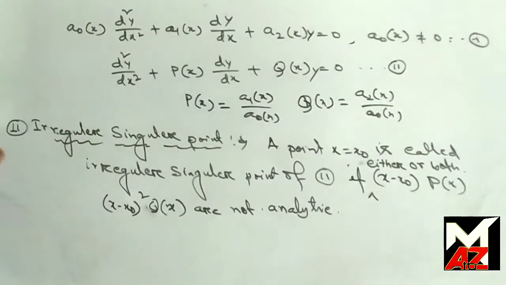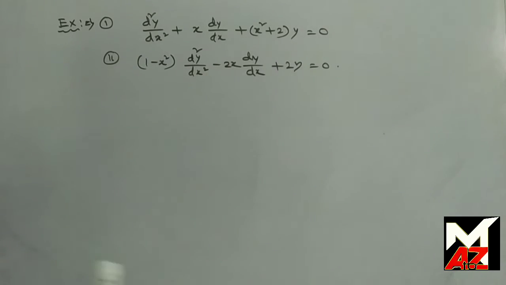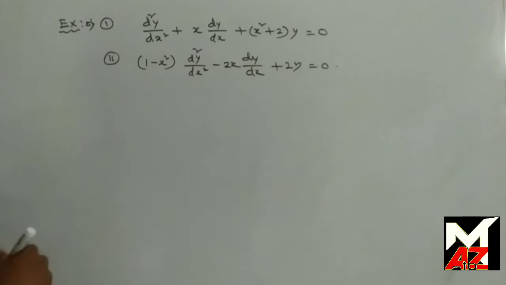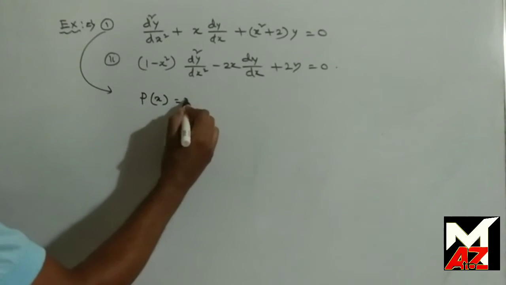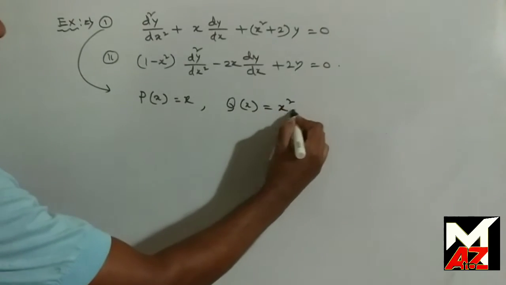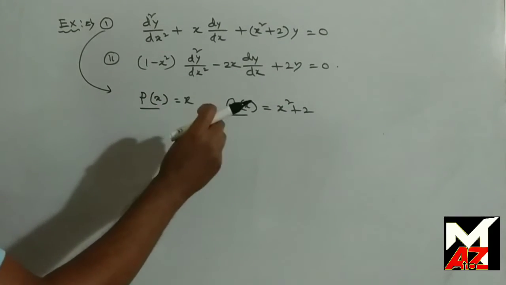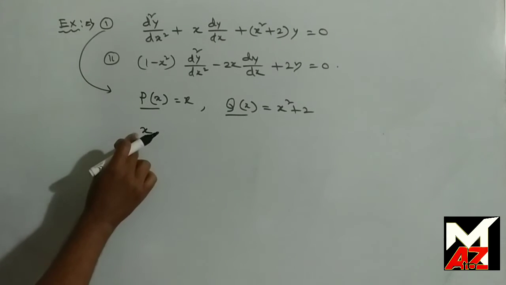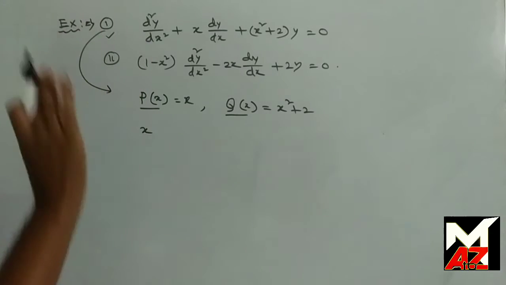Now we go to two or three very short examples to explain what is an ordinary point, what is a singular point, what is a regular singular point, and what is an irregular singular point. Consider first d2y by dx2 plus x dy by dx plus (x square plus 2) y equal to 0. Clearly, from 1, p of x equal to x and q of x equal to x square plus 2. Here both p of x and q of x are polynomials in x, so we know that these two are analytic everywhere. So we say that any point x is an ordinary point with respect to equation 1.